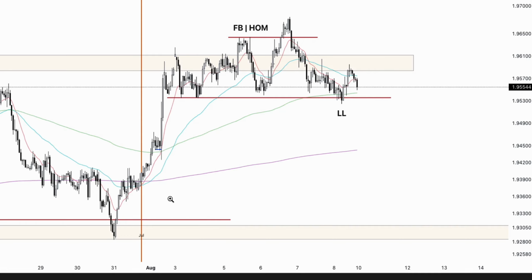So what I like about this is we've had the false break of the high of the month, we have had the break of structure, and we have lots of space to target. So if we get a sell high opportunity, this can move fast and hard.